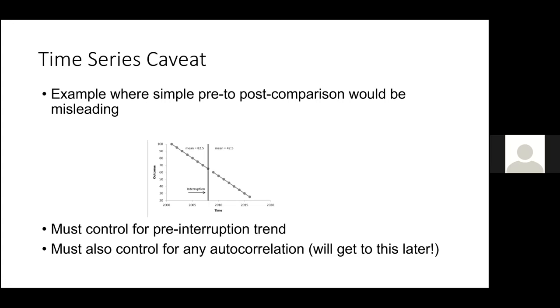So the point here is the failure to control for the pre-interruption trend. If we run the analysis where we control for the pre-interruption trend, we will not say there is a difference, because the trend before and after is just going to be the same. Is that clear to everyone? Yes.